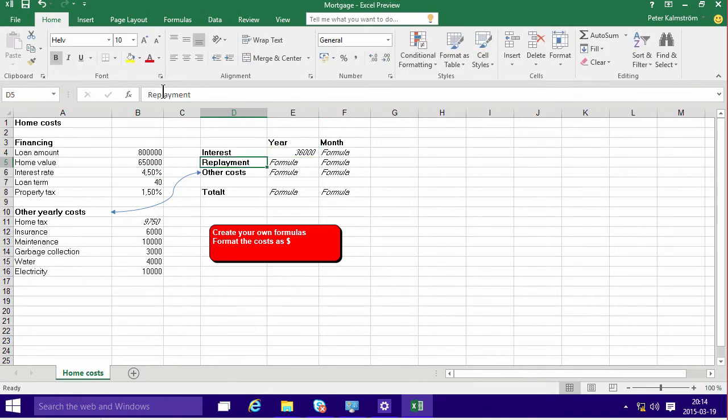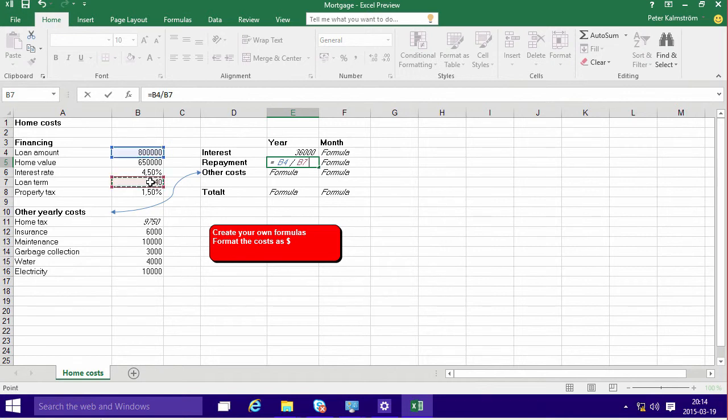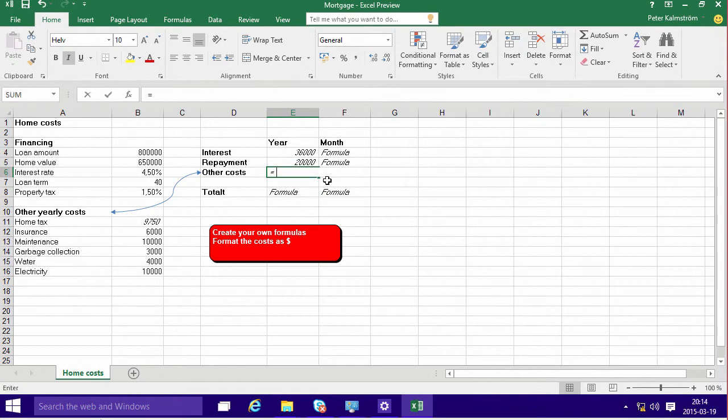The repayment should, of course, be repayment. And that is the loan amount. Again, equals the loan amount divided by the loan term. Repayment. Other costs is the sum of all these. So that gets a little bit trickier. You could do the auto sum and then just select all of these. So that, of course, does the sum of B11 to B16. You could, of course, go ahead and type that one plus that one plus that one. That works too, but it's a lot more boring, so I'm not going to do that one.